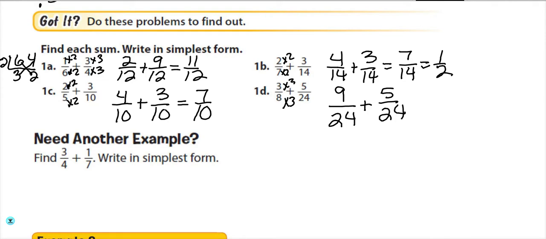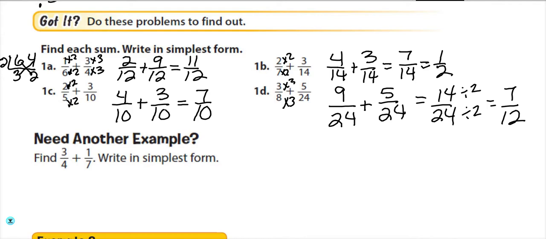So 9 plus 5 would give us 14 over 24. So that turned out really great, except for now we're going to have to reduce, but at least it's easy numbers. So we look at 14 and 24. What's the highest number that goes into both of them? That would be 2. So that's going to divide by 2. Divide by 2. That's going to be 7 over 12. All right.